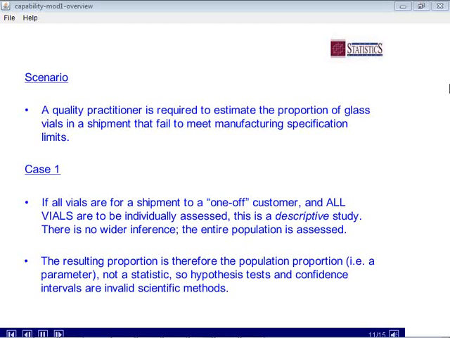So if we try to use, let's say, hypothesis tests, like a test for one proportion, or a confidence interval for one proportion, well, if you try and do that under this particular case, then this would be an invalid scientific method. Utterly inappropriate because we have the answer. That's what we get when we're performing one of these so-called descriptive studies.